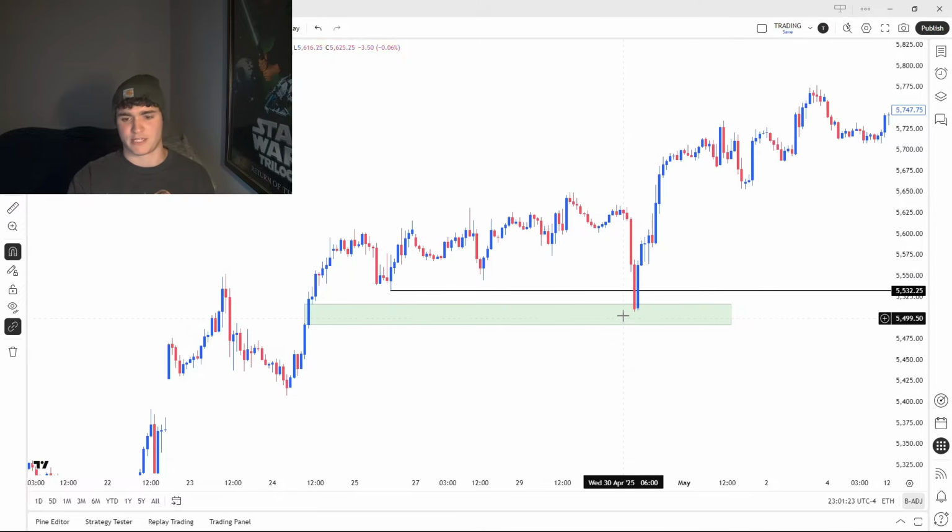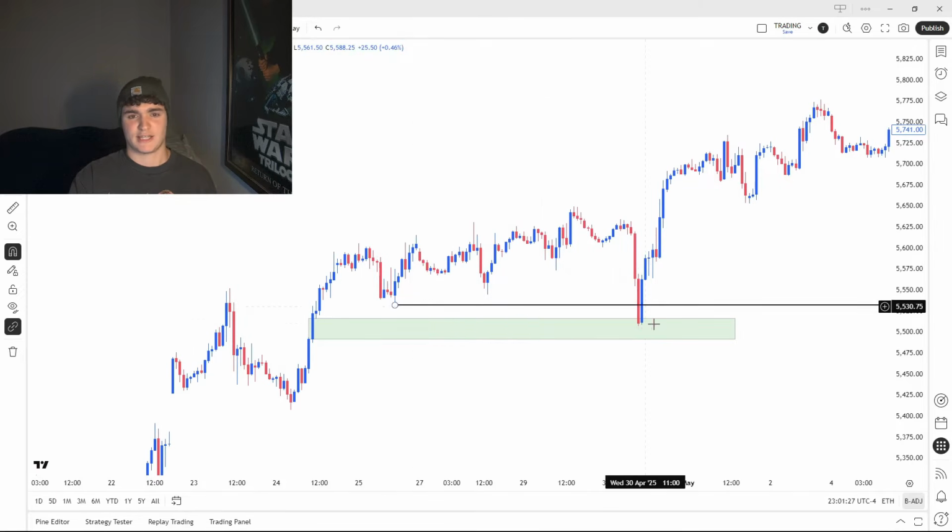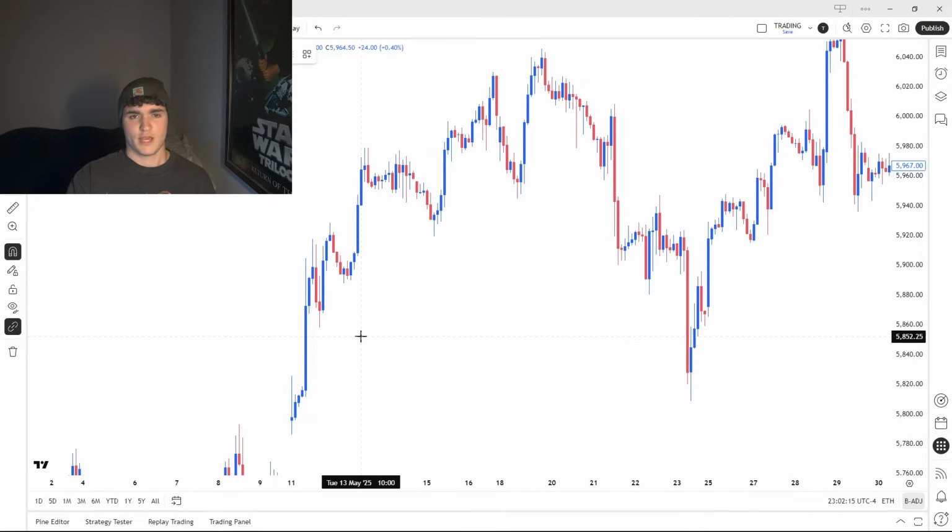So both of the criteria have been met in this case, right? We are sweeping a low and delivering off a fair value gap, looking for long. So those are the first 2 steps. And just for the sake of showing you guys an example, I'll show you a case where we do sweep a low inside of a fair value gap, so you can see that it can work either way, right?